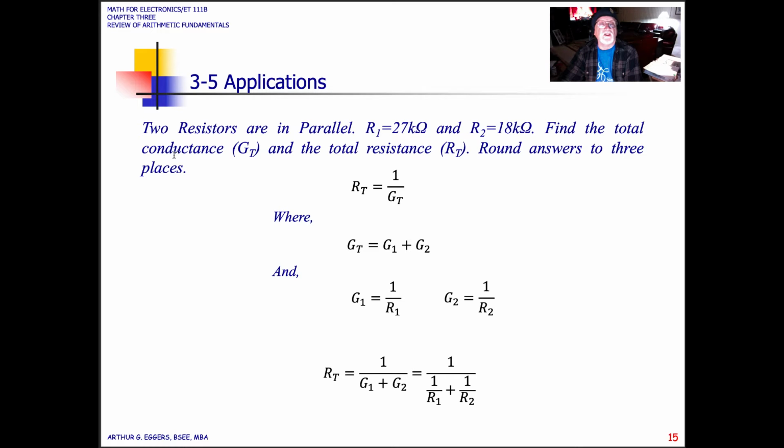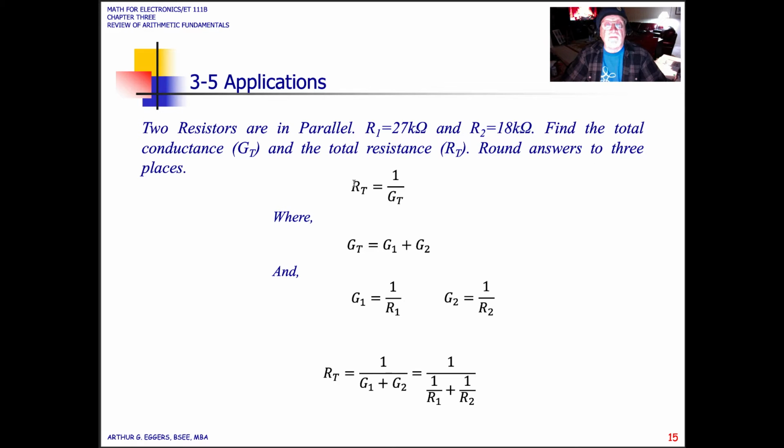They want us to find the total conductance. Now, conductance is the inverse, or the reciprocal, of resistance. So that's why we've got this 1 over situation here. And the total resistance, RT. So they want us to find the reciprocal of resistance and the resistance, and we're going to round those answers off to 3 places.